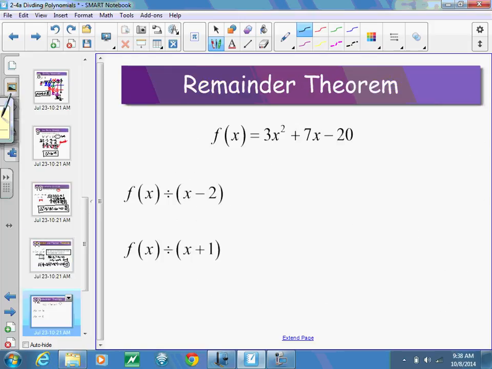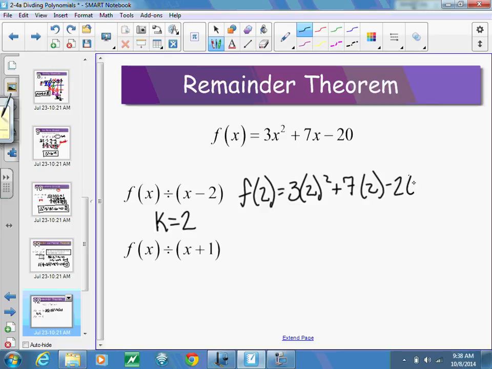So just two examples here, taking the function f of x and dividing it by x minus 2. This is telling me that k would have to equal positive 2. So if I take f of 2, what I'm going to be doing here is figuring out what the remainder is. And so if I work this out, 2 times 2 squared is going to be 4, 4 times 3 is 12, 7 times 2 is 14. So once I do all of that, we should end up with 6 for our remainder.